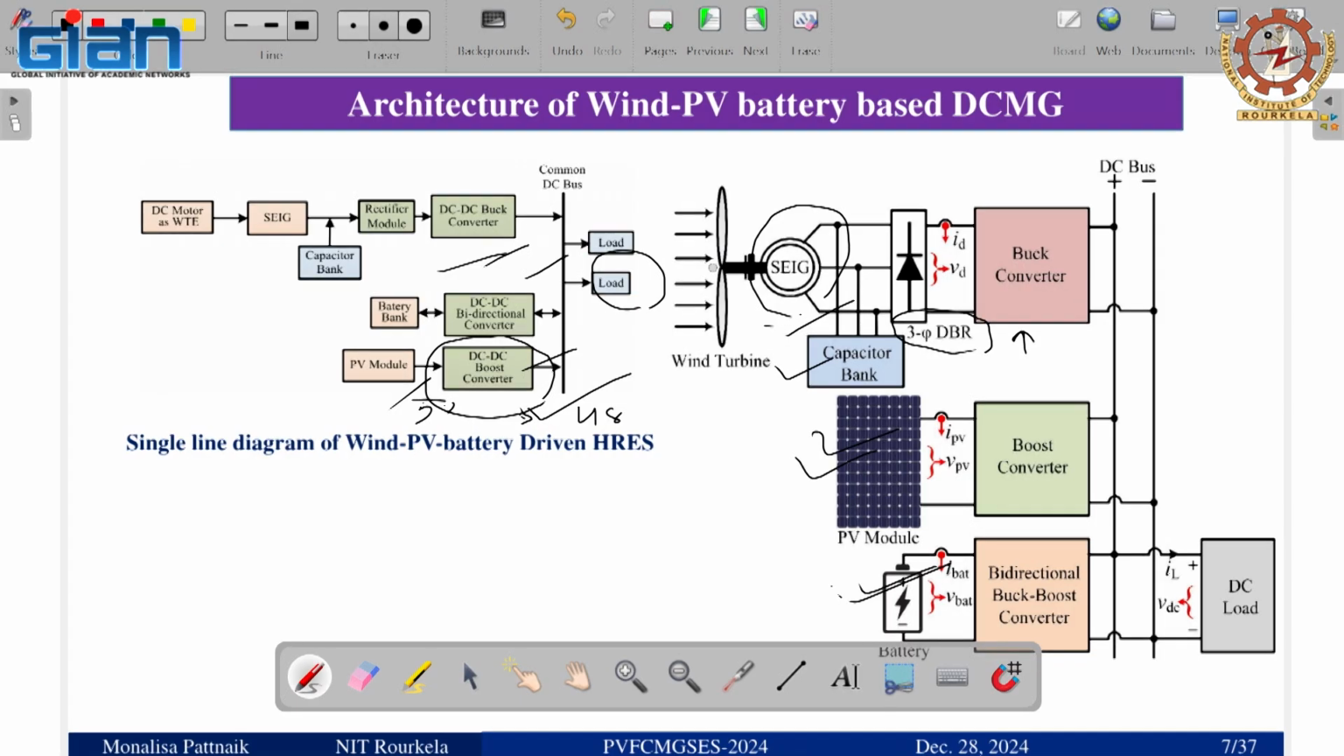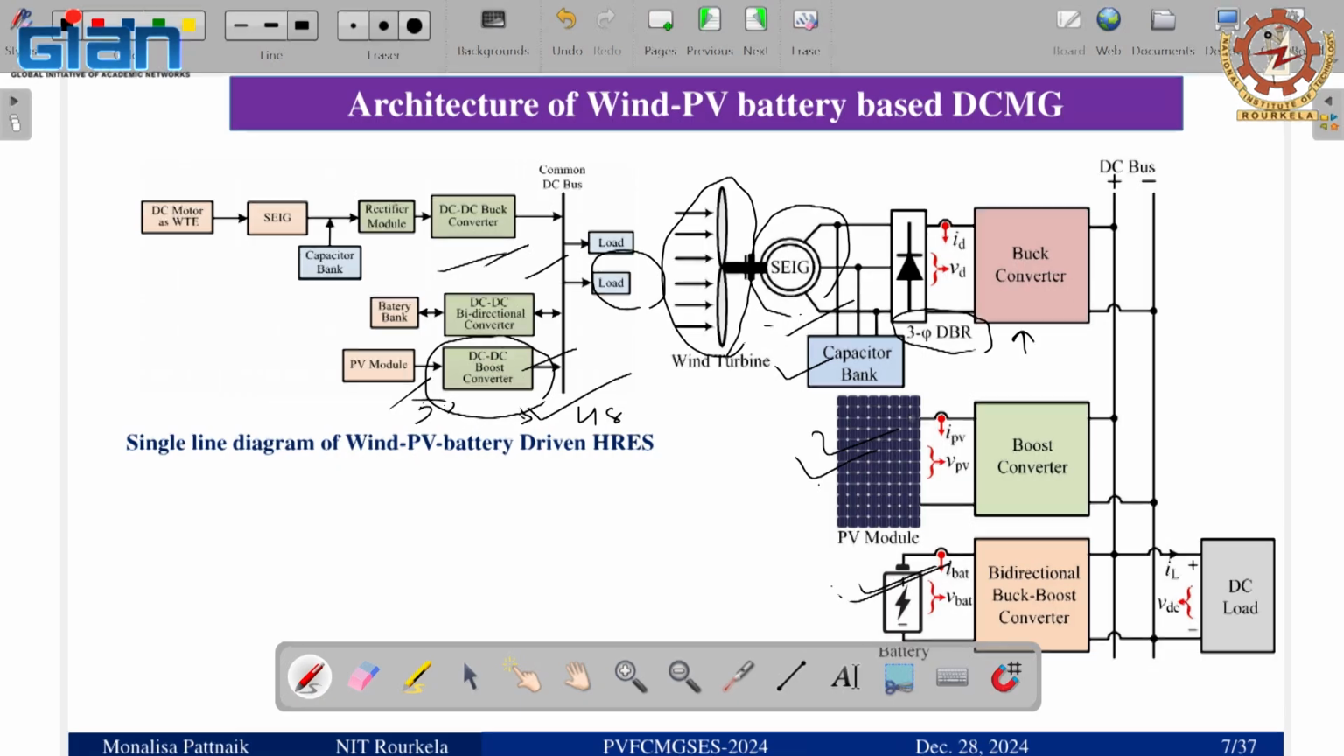So what about this turbine? How will I develop it in the lab? For that, we have taken a DC motor induction generator set: a DC motor coupled to a squirrel cage induction machine. We operate the induction machine as a generator, where the DC motor works as the prime mover and you drive the squirrel cage machine in the generating mode.